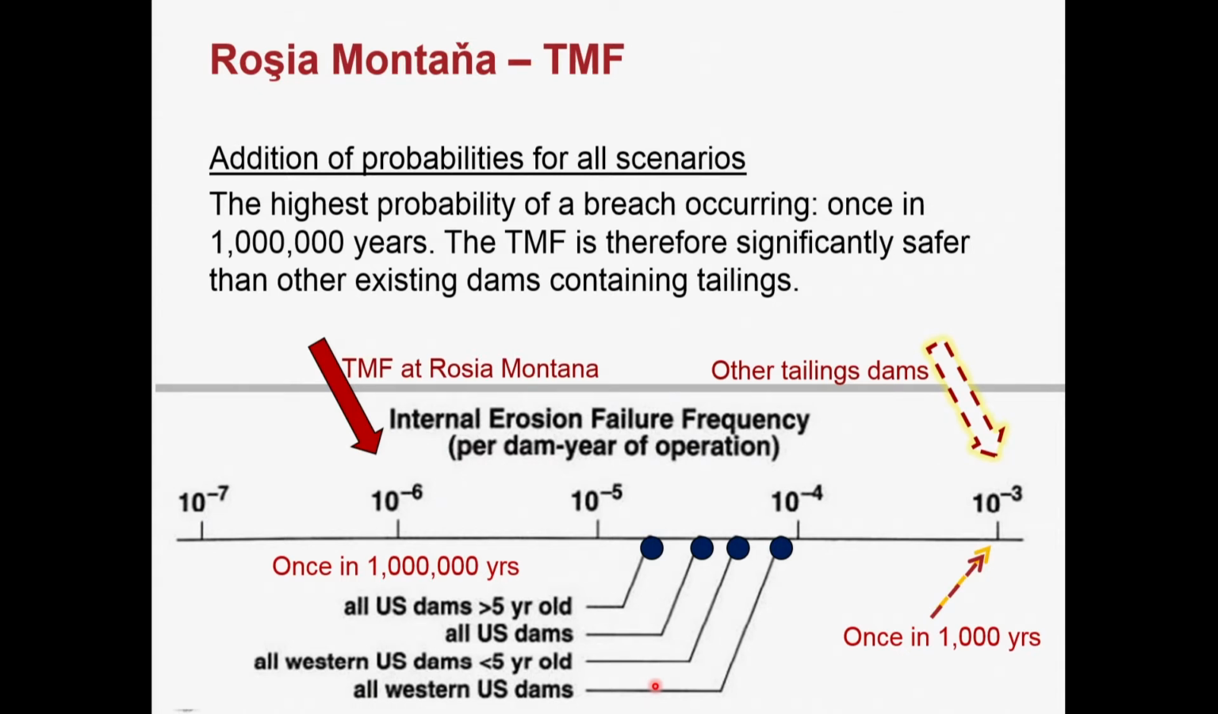And here I have put the data for the US dams, the blue points. This has been published in the literature. The annual probability of failure, based on observations and different calculations, is somewhere between 10 to the minus 4 and 10 to the minus 5 per year. The Roșia Montana dam in Romania was at 10 to the minus 6, 1 in 1,000,000 years. And we don't have a number in the literature for tailings dams, but what we know is they fail much more often than normal dams. So they are probably in this area.